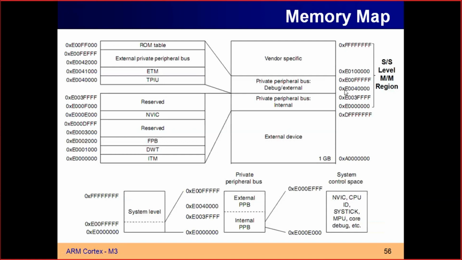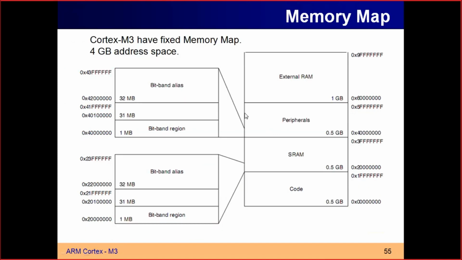And here in the peripherals region, you can see something known as a bit band region: 1 MB bit band region, 32 MB bit band alias. What is meant by this, we will see. This is there in peripherals, and similarly the same thing is there in the SRAM area also.